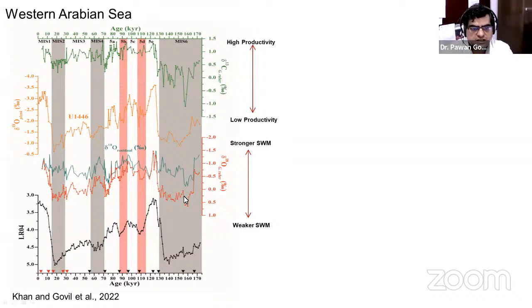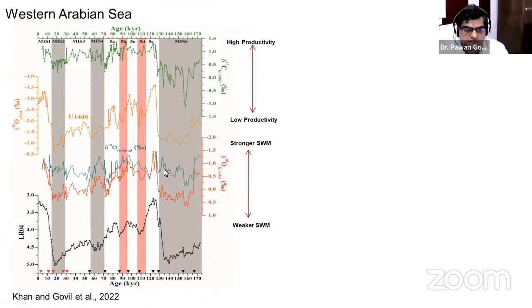So we can clearly say that during the glacial periods, Indian summer monsoon intensity was lower, and in the interglacial periods it was higher. It changed the whole hydrography of that area, and that is the signature we get in these kinds of studies, from isotopic studies on species-specific foraminifera.